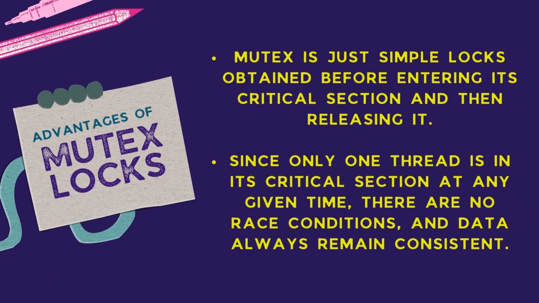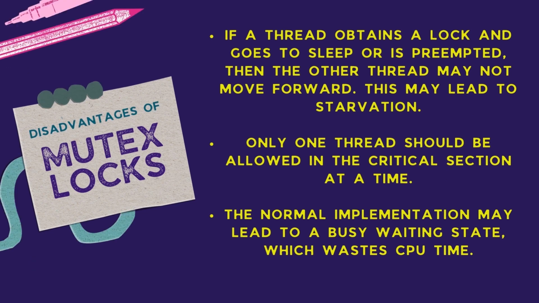Advantages of mutex lock: a mutex is just a simple lock obtained before entering the critical section and then released. Since only one thread is in its critical section at any given time, there are no race conditions and data always remains consistent.